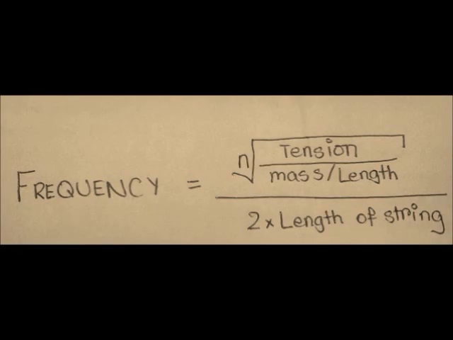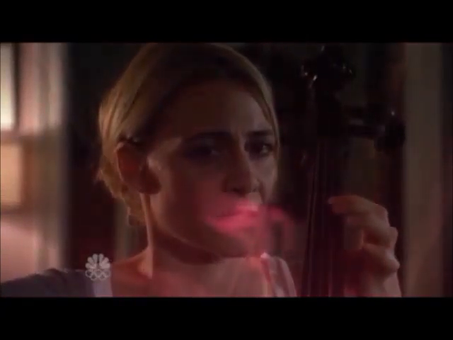The four properties of the string that affect its frequency are length, diameter, density, and tension. Tension refers to how tightly the string is stretched. Tightening the string gives it a higher frequency while loosening lowers the frequency. This is the only property of the string that the player herself can change to produce different pitches.